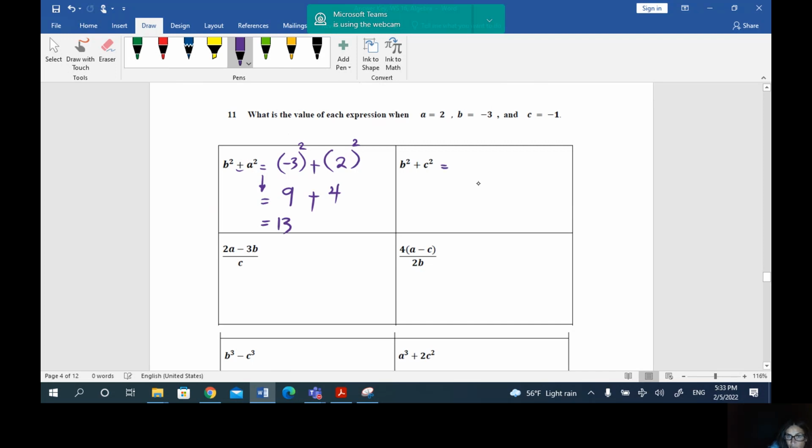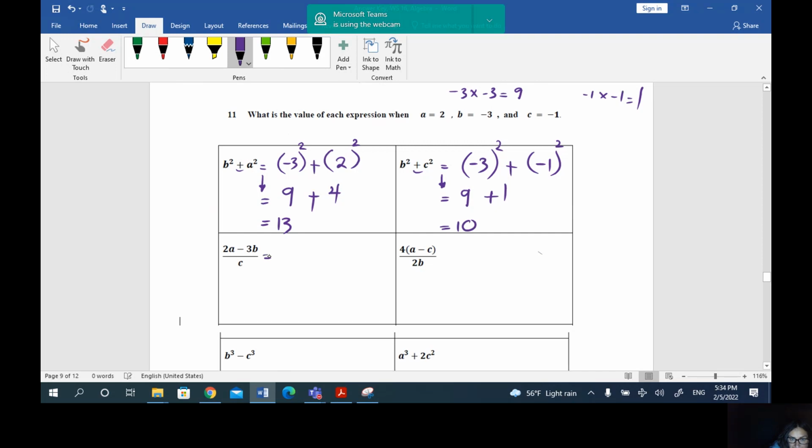Same here. B squared, so you open a bracket, squared. The operation is plus, and then you open a bracket squared. What is b? B is -3 squared. What is c? -1. So -3 squared is 9, because -3 times -3 is 9. -1 squared is -1 times -1, which is 1. So the final answer is 10.